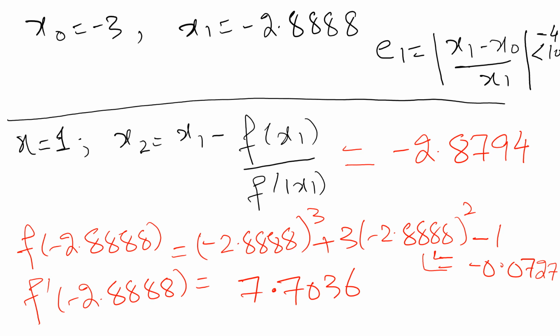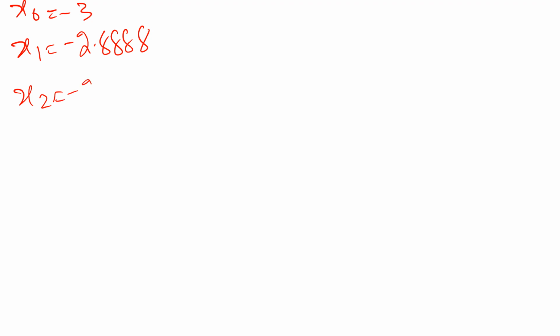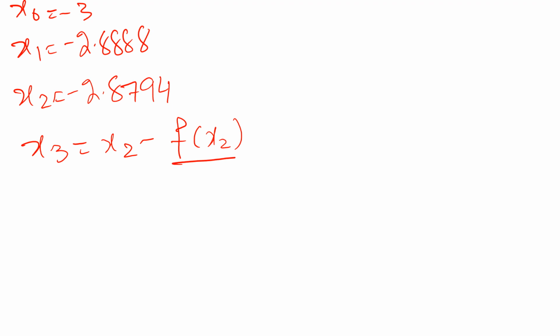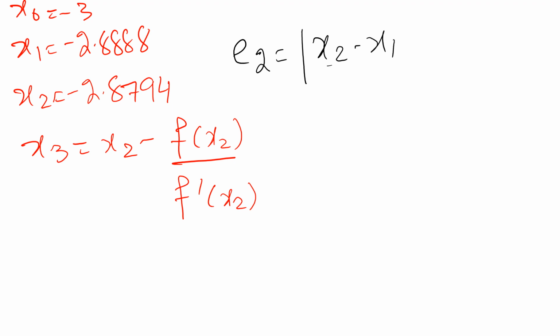So we have found x naught is minus 3, x1 is minus 2.8888, x2 is minus 2.8794. Now for x3, we have to find x2 minus the value of the function at x2 and the derivative of that function at x2. Sorry, one thing I forgot, that is the error. So E2 is x2 minus x1 divided by x2. So you have to do it for every iteration.